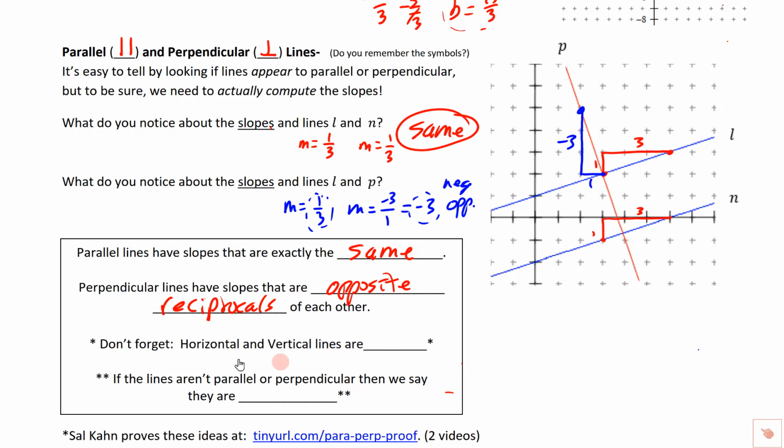Now, it's a really good idea not to forget that if we have a horizontal line, remember that's perfectly flat, and a vertical line straight up and down, those are perpendicular. So we'll use the little symbol there. And then if the lines aren't parallel and they're not perpendicular, then what we say is they're neither. There's really only 3 categories for this. They're either parallel, they're perpendicular. If I threw a line in like this, that would be neither. Okay. Now, if you're interested in how to prove that they have to be the same to be parallel or they have to be opposite reciprocals, Sal Khan on Khan Academy has a couple good videos where you can look that up. Okay, let's take a look at the backside and look at some examples from Alex.